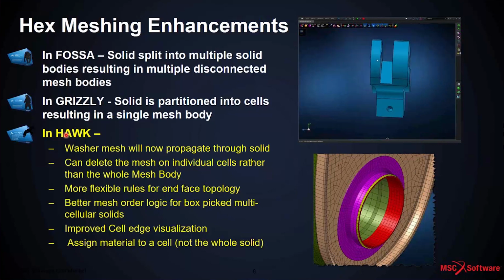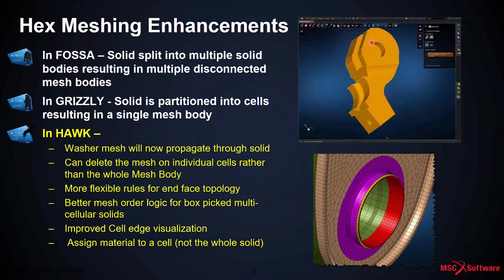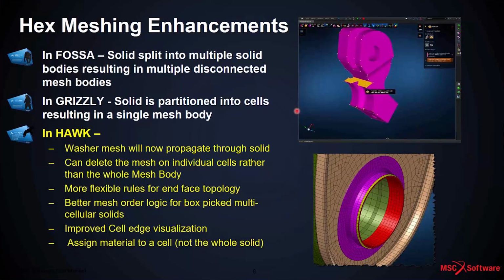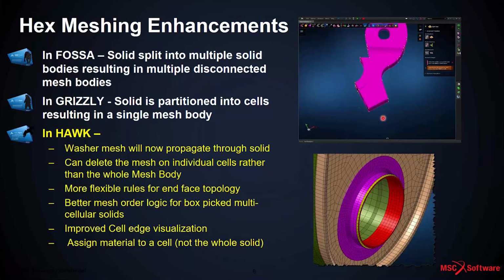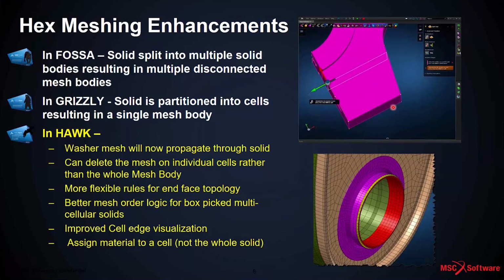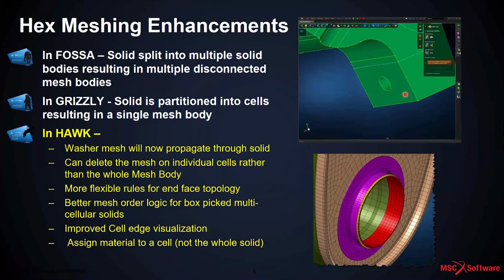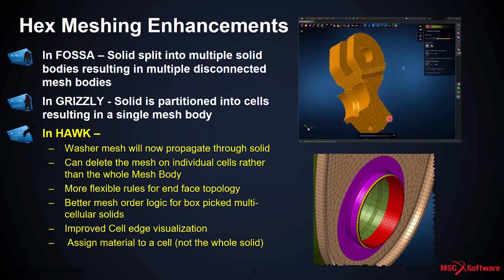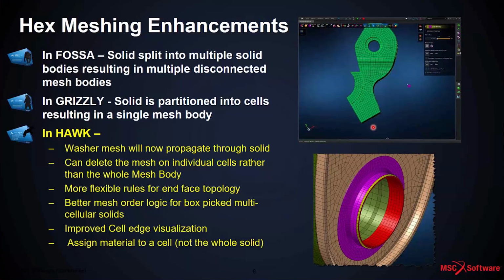Whereas in Hawk, we are making a lot of user-friendly enhancements. Number one, if you define the washer around the hole, that is propagated through the solid. Number two, you should be able to control the mesh fidelity in each cell by itself. You don't have to control the mesh for the entire solid. Number three, there is a control on the topology on the face. That means you have better control on what kind of mesh fidelity you would like to define in the face of the topology.